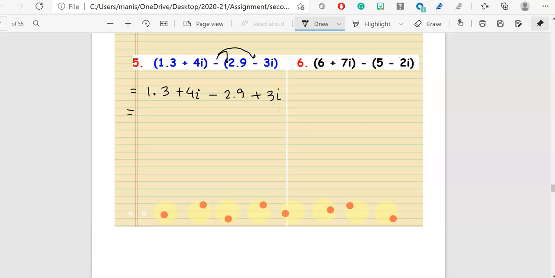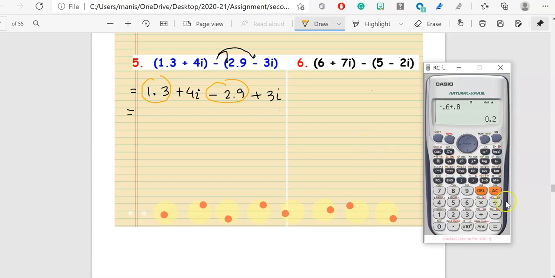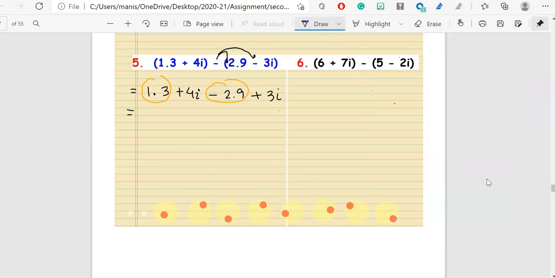Now the next step is really simple, you combine the like terms. When I'm looking at the like terms over here, I have real number 1.3 and I have real number negative 2.9. Again, just to make things easy on my part, I will use my calculator. 1.3 minus 2.9. What is my answer? It's negative 1.6. So I'll write my answer as negative 1.6.